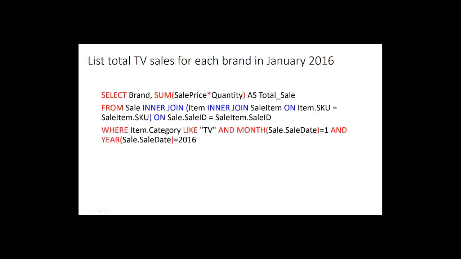And then the criteria. The category of the item must be TV, like TV. As for the month, we can extract the month of the sale date. Should be 1, and the year should be 2016. We need to group by brand. That's mandatory. If you have an aggregate function with another field, we need to group by that brand and then sort it. Order by the total sale in descending order. The results will show us a list of brands with total TV sales.